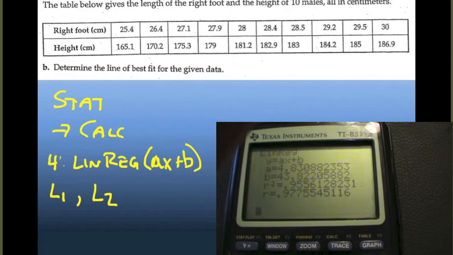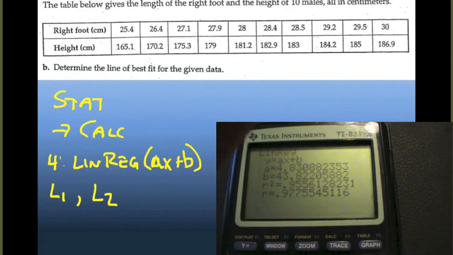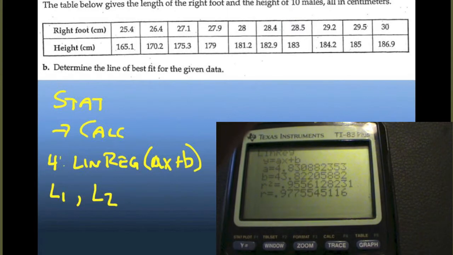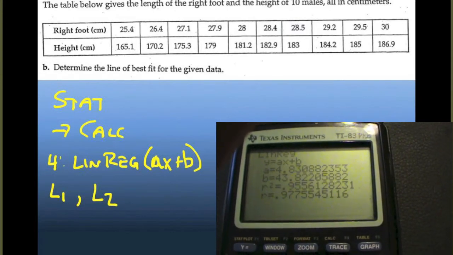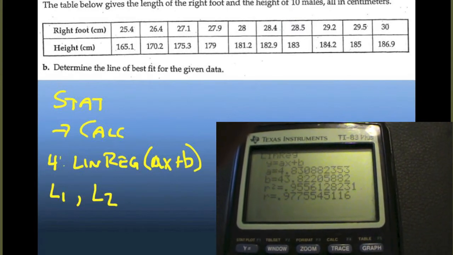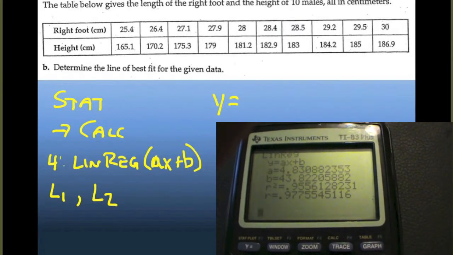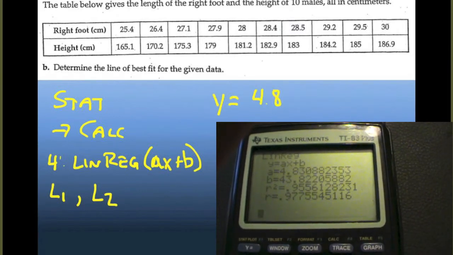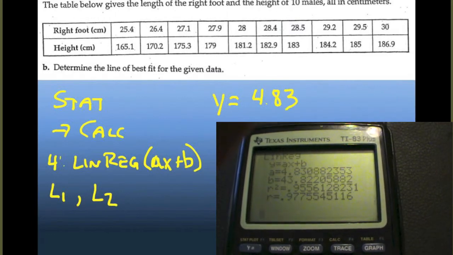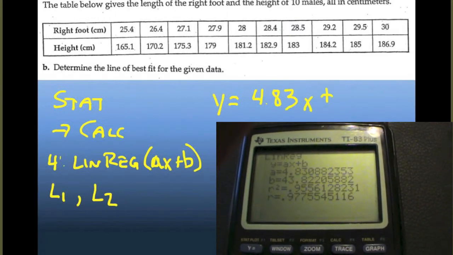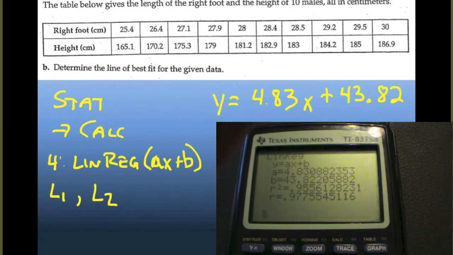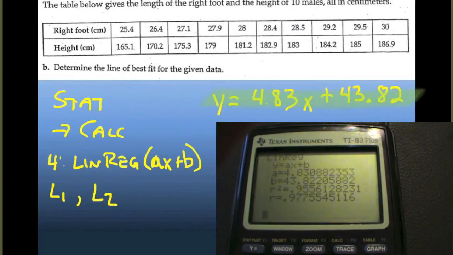You'll notice that A is about 4.83, and B is 43.82. So to write the equation, all you need to do is write Y equals, and we know that our A value is 4.83, so that'll be 4.83 X plus our B value, which is about 43.82. So that right there is your equation.